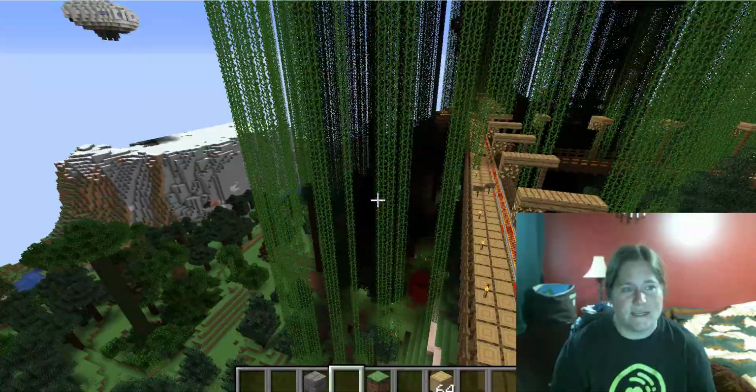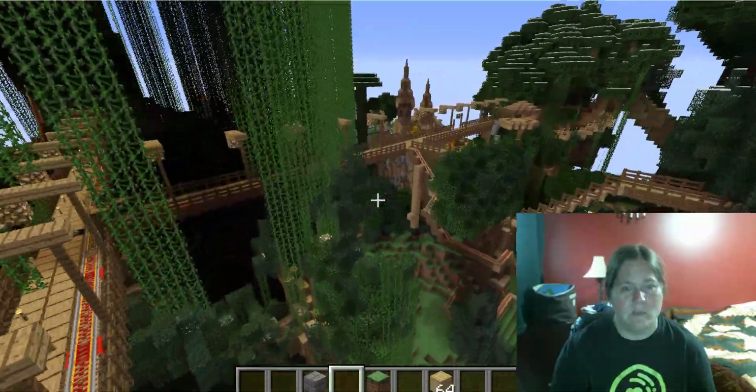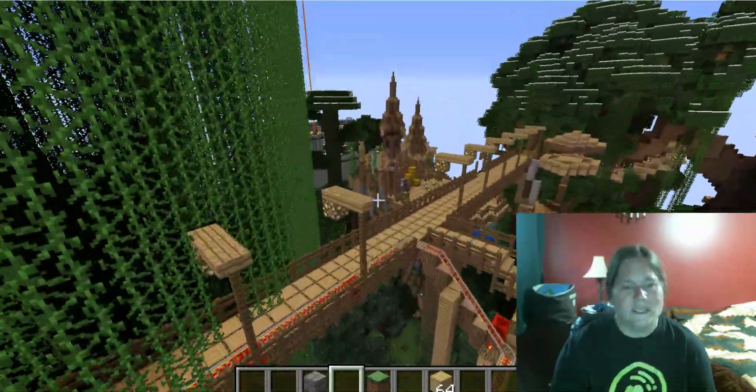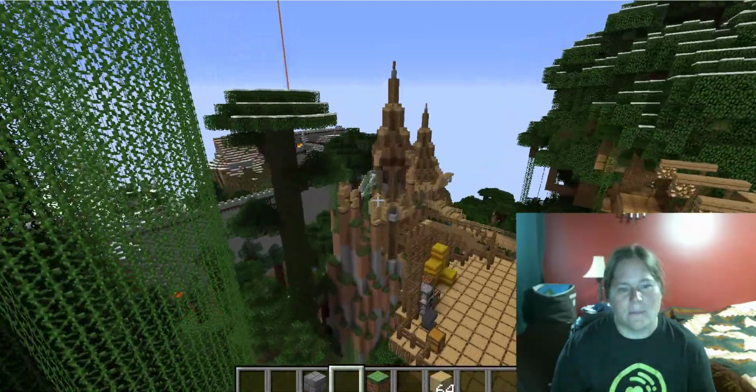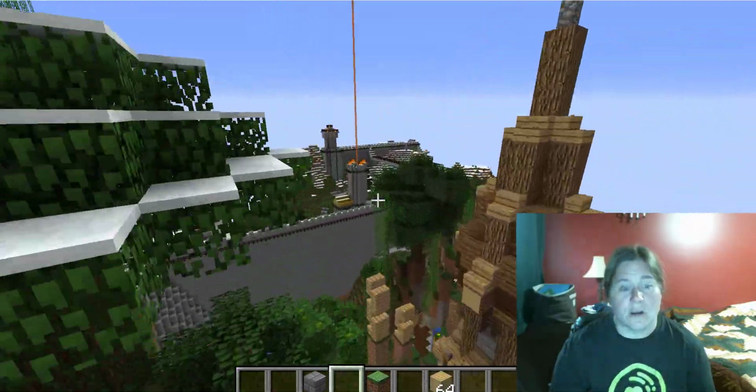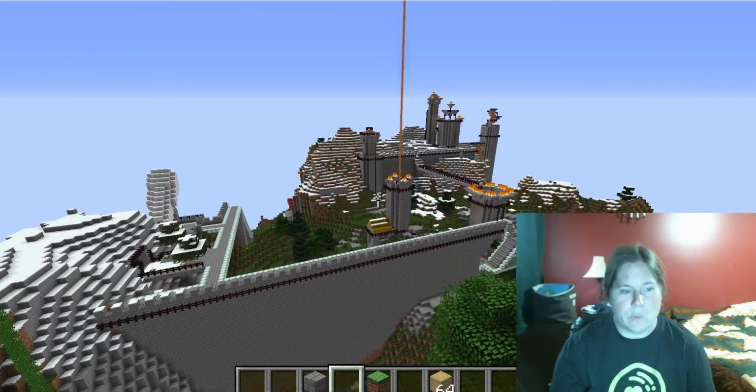Sometimes it makes sense to describe something from the top down. What does the castle look like at the top? And then end with the door that the player is going to walk through.